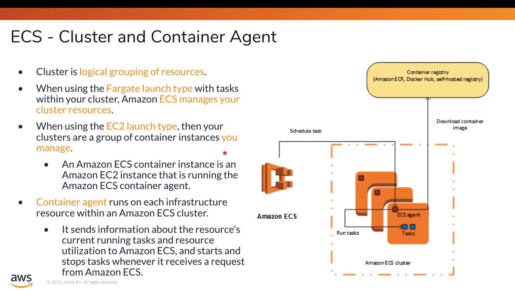So when using the Fargate launch type, as I told earlier, to run tasks within your clusters, ECS manages your cluster resources. With EC2 launch type, you need to manage them. The container agent runs on each infrastructure. It sends information pertaining to your task to ECS, and it manages your EC2 container instances.